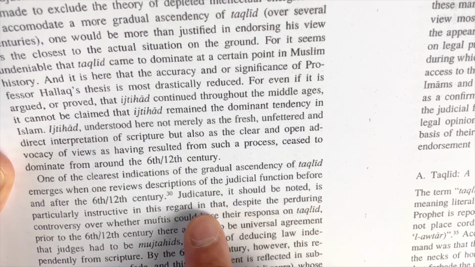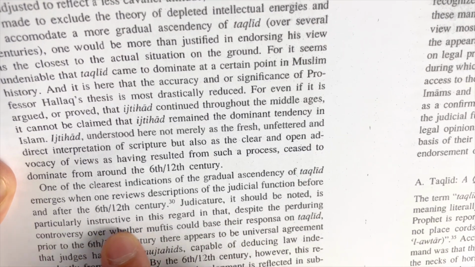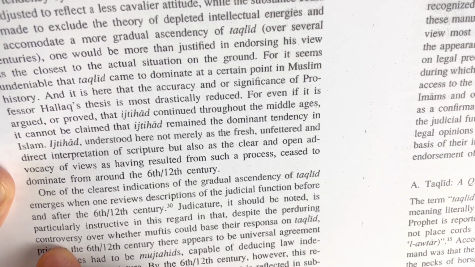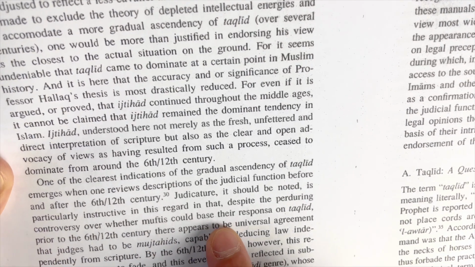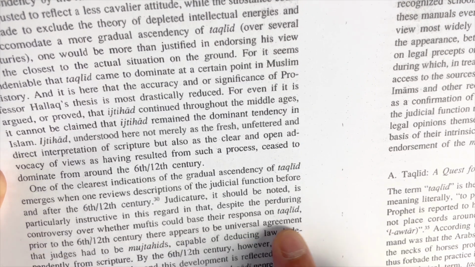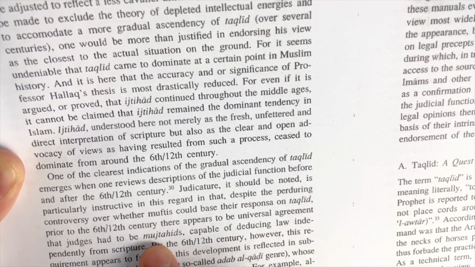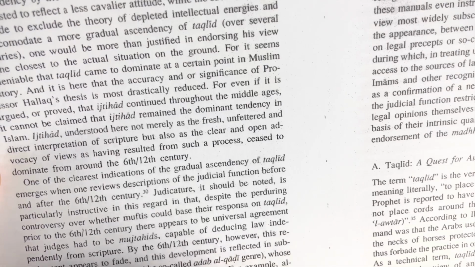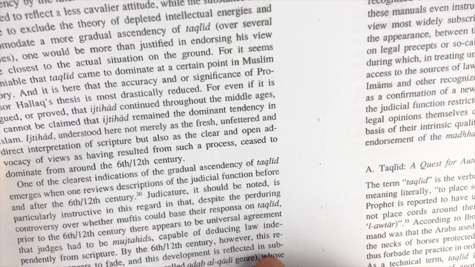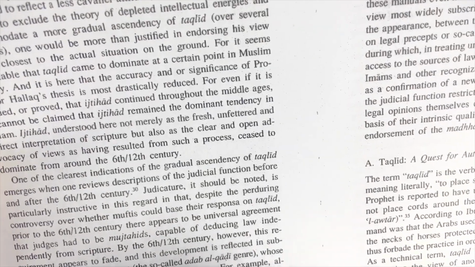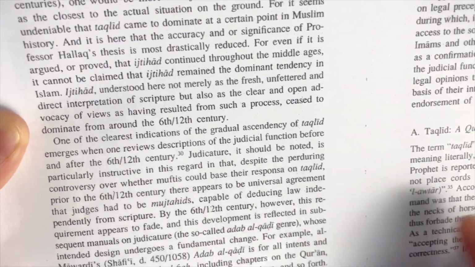It is particularly instructive in this regard that, despite the perduring controversy over whether muftis could base their response on taqleed, prior to the 6th century there appears to be universal agreement that judges had to be mujtahids, capable of deducing the law independent from scripture. That's before the 6th century. By the 6th century, however, this requirement appears to fade, and this development is reflected in subsequent manuals on Adab al-Qadi, whose intended design undergoes a fundamental change.